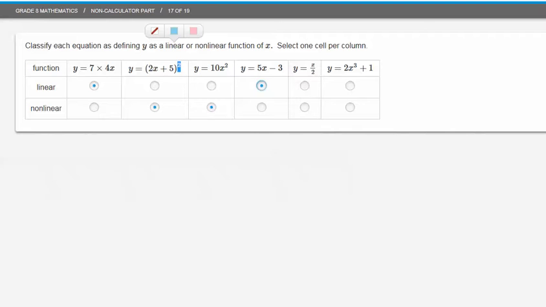Let me ask you this: is x being taken to an exponent? No. Is x in the denominator of the fraction? No. So this can be rewritten as y equals 1/2 x. What's your slope here? 1/2. What's your y-intercept? 0. That's linear, folks. Clearly linear. And finally, this one is not even linear.